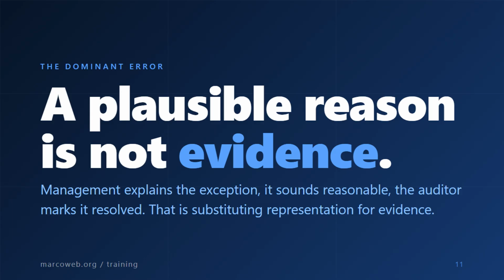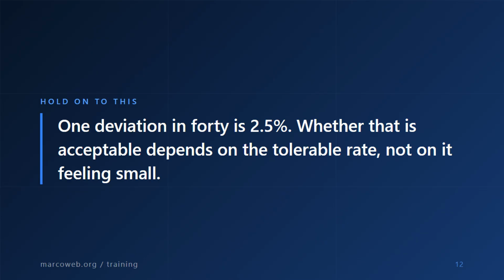Management explains the exception, it sounds reasonable, and the auditor marks it resolved. The exam treats that as substituting representation for evidence. An explanation you have not tested against the documented process is not audit evidence, it is an assertion. So carry this away. One exception is not automatically immaterial just because the rate looks low. One deviation in 40 is 2.5%, and whether that is acceptable depends entirely on the tolerable rate you set during planning, not on the number feeling small in the moment.